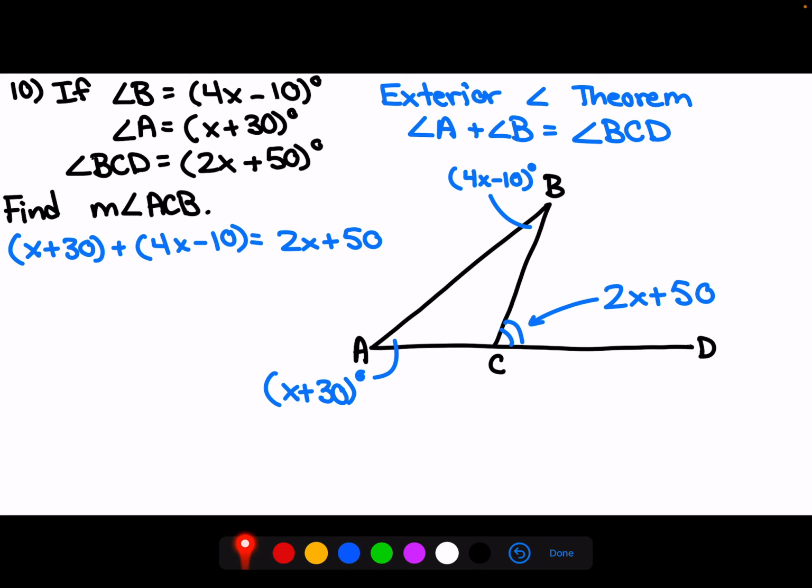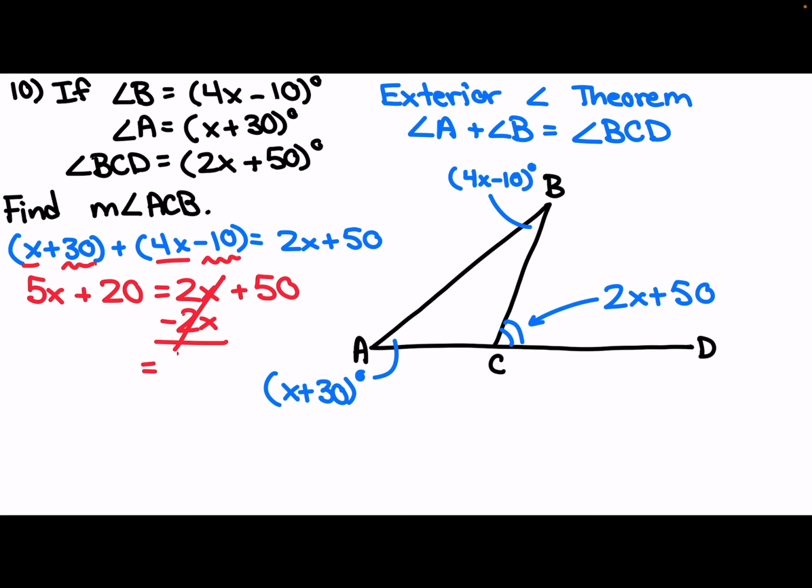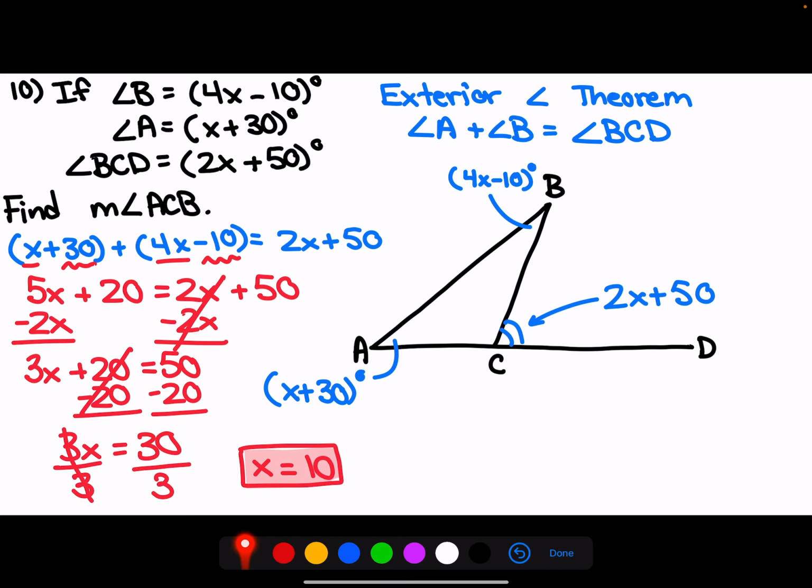So first off, we already have it all drawn up here. We have two remote interior angles, and we have our exterior angle. We know that if we add our two remote interior angles, it will equal the exterior angle. So we go ahead and we do just that. This gives us x plus 30 plus 4x minus 10 equals 2x plus 50. Combining like terms, we have 5x plus 20 equals 2x plus 50. From here, we subtract 2x from both sides and subtract 20 from both sides, giving us 3x equals 30. And solving for x, we get x equals 10.